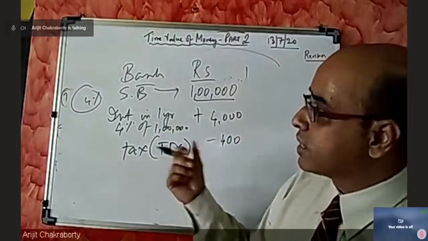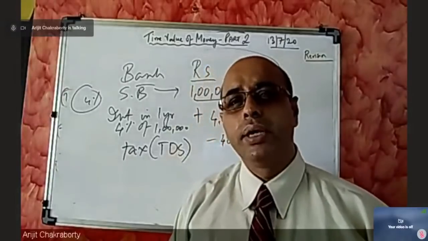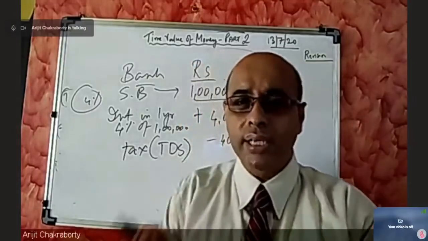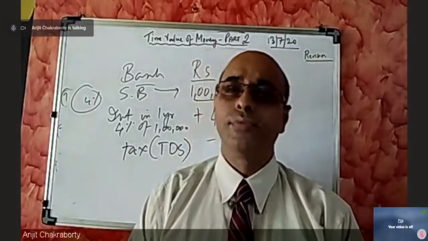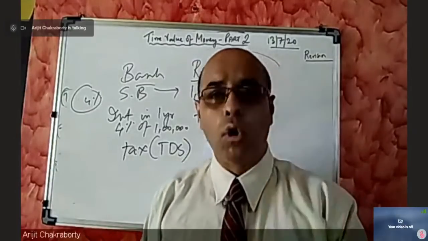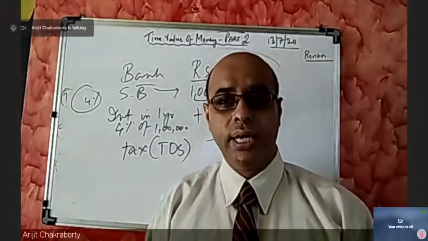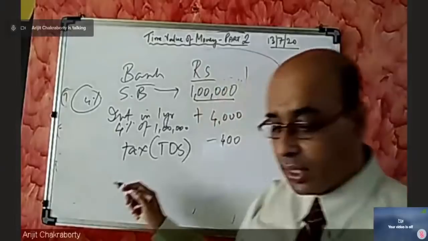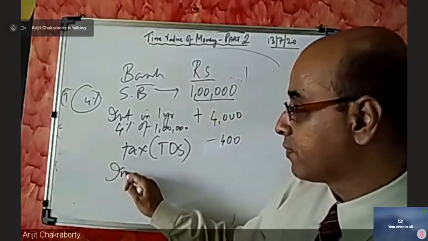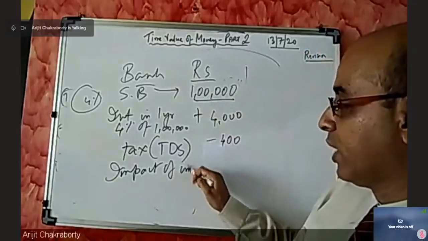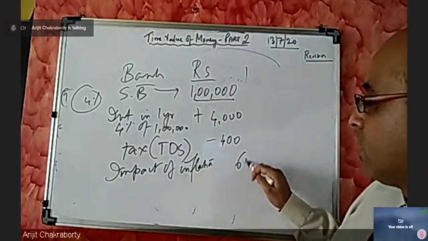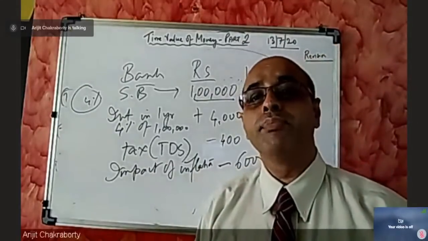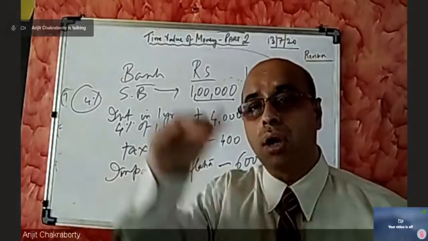Now, we have seen that on an average, the inflation is around 6%. That means last year to buy something, if I had paid 100 rupees, this year I have to pay 6% more, that is, I have to pay 106 rupees. So there's an increase by 6 rupees. So I will write here the impact of inflation. Impact of inflation is 6,000. And this is minus because inflation means my purchasing power has gone down, right?